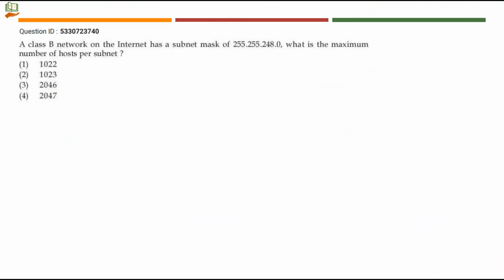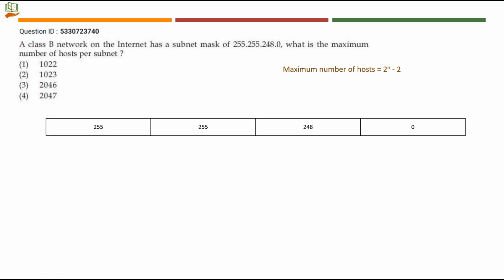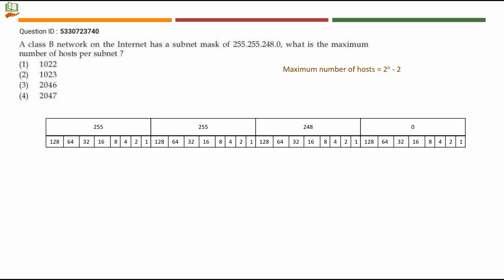Next question. A class B network on the internet has a subnet mask of 255.255.248.0. What is the maximum number of hosts per subnet? We have solved such questions already in previous year question papers. The maximum number of hosts is given by the formula 2 power n minus 2. So let's take the decimal dotted notation and again we will go with finding the binary equivalent.